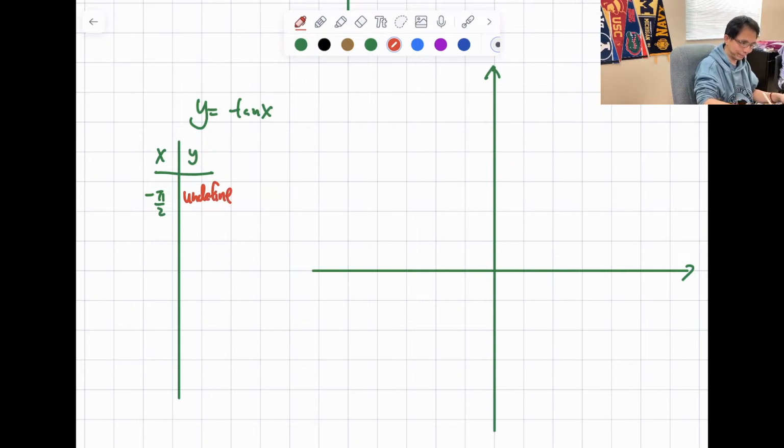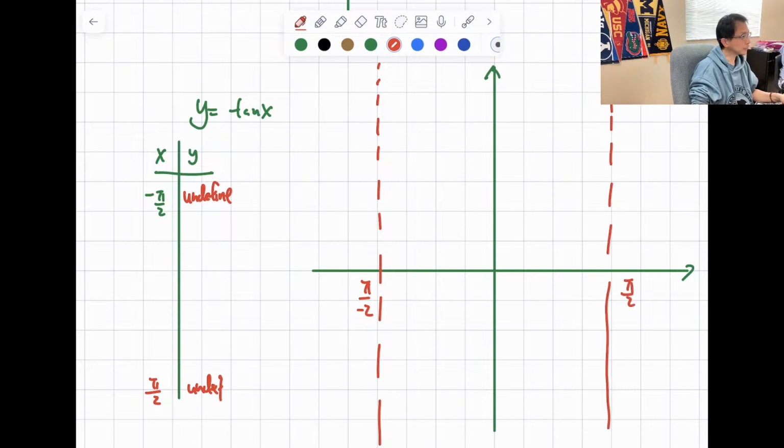So negative pi over 2 is undefined. So it's an asymptote. And at pi over 2, I'm going to put it on the bottom here. It's also undefined. So that's the next asymptote. Is that okay? What happens if we plug in 0? 0. It looks like I graphed two asymptotes and now I graph the middle.